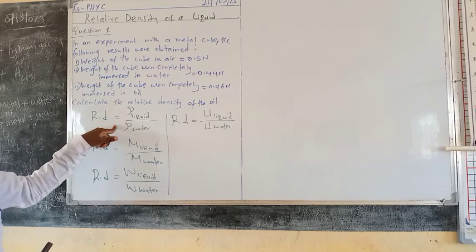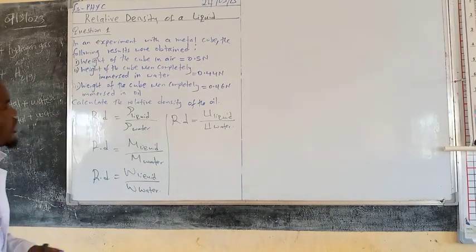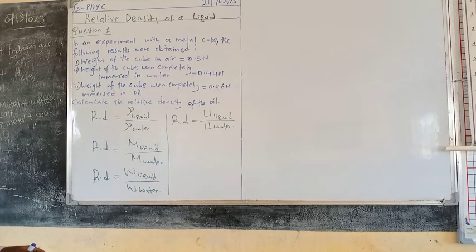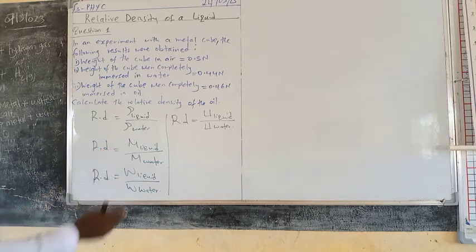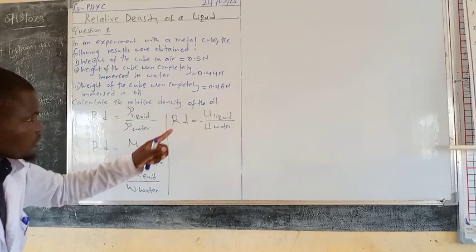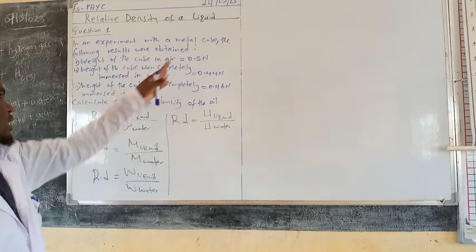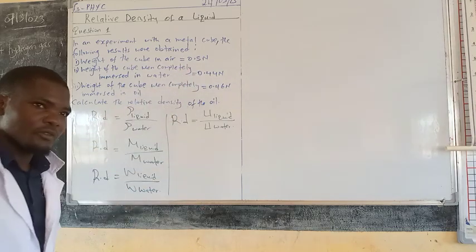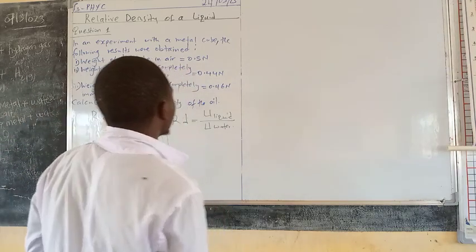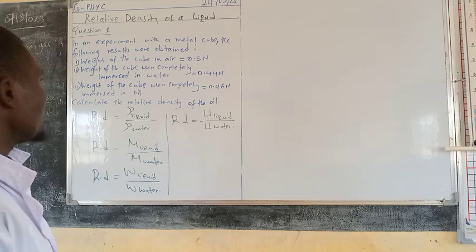Why are we eliminating this one? Because we have not been given the densities in our question. Masses, we don't have the masses in our question. Weight, also it is not possible to find the weight of the liquid and weight of the water using the values we've been given. Good. Let us go straight to the business and do the working.